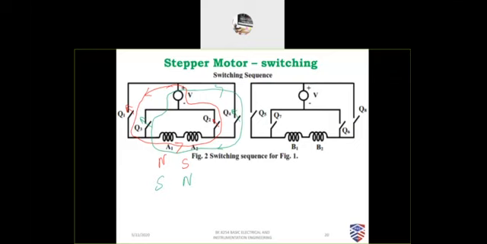And the same thing here. Suppose I close Q7 and Q8. So the current will flow like this.